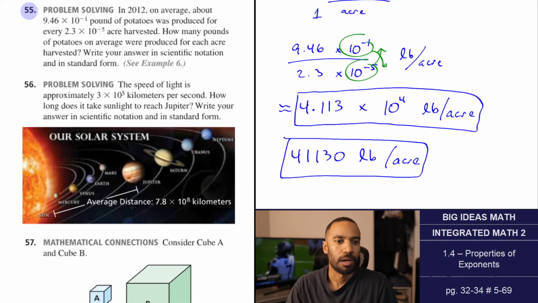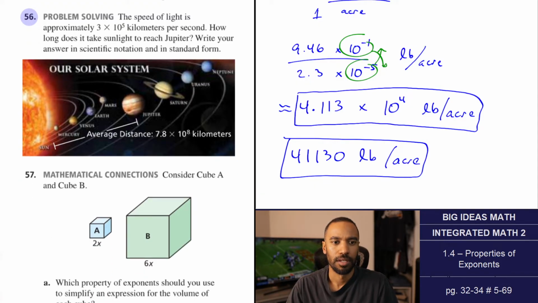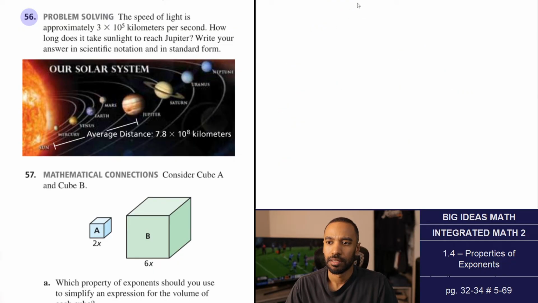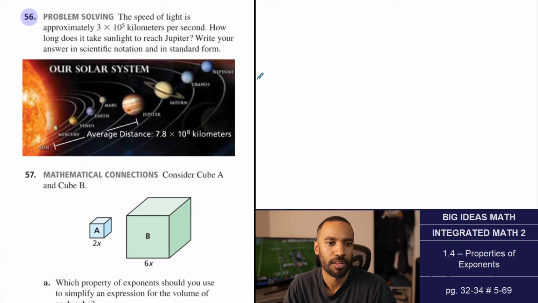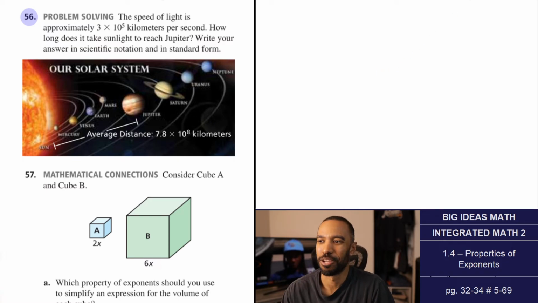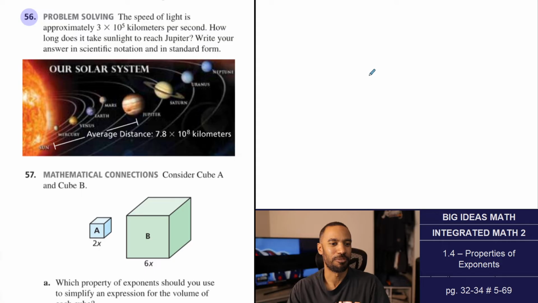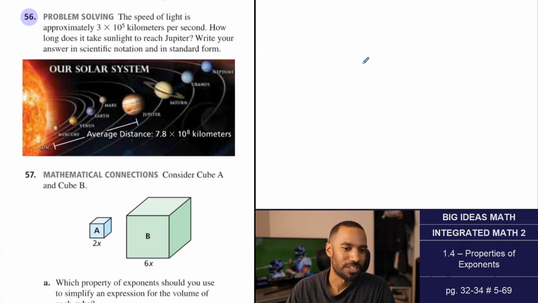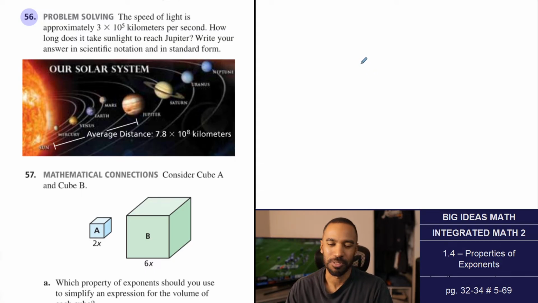Okay. Number 56. Problem solving. The speed of light is approximately 3 times 10 to the fifth kilometers per second. Very fast. How long does it take sunlight to reach Jupiter? Write your answer in scientific notation and in standard form. Well, it would be nice to know how far... Oh, there it is. I was like, it'd be nice to know how far the sun is from Jupiter. Okay, so the average distance from the sun to Jupiter is 7.8 times 10 to the 8th kilometers.